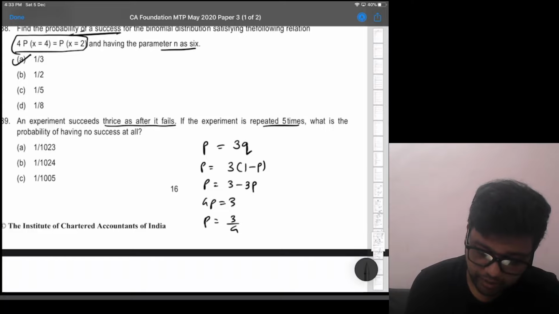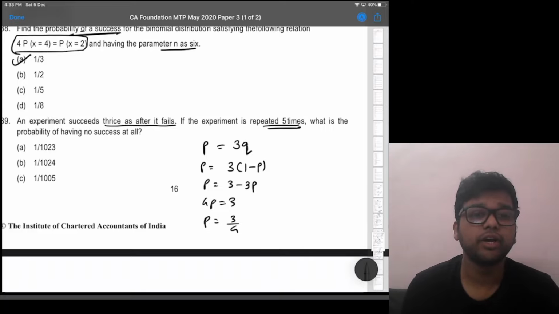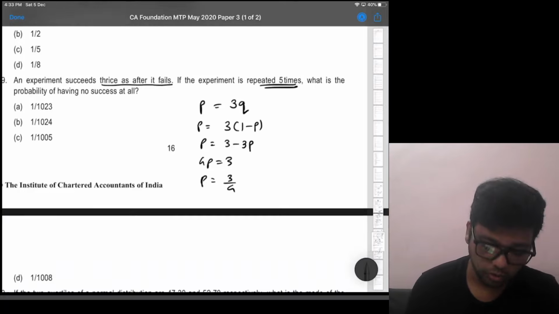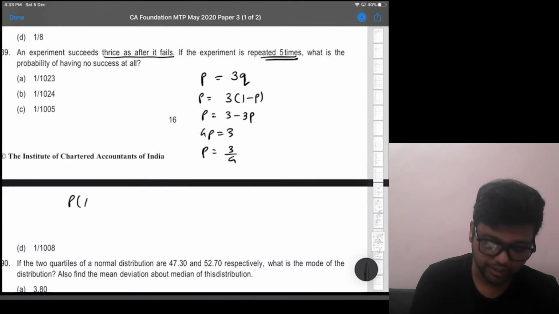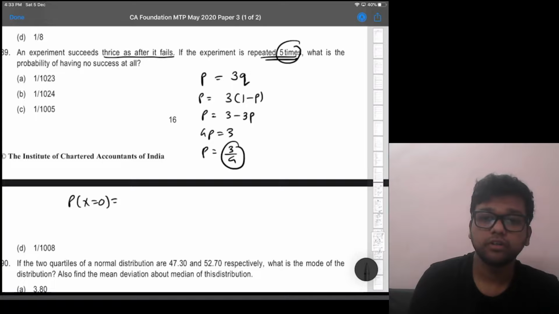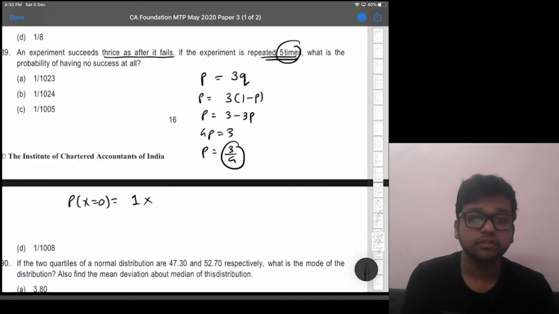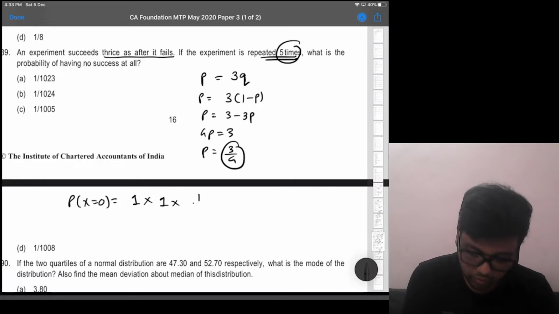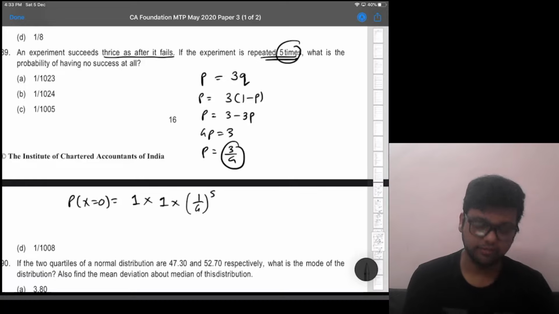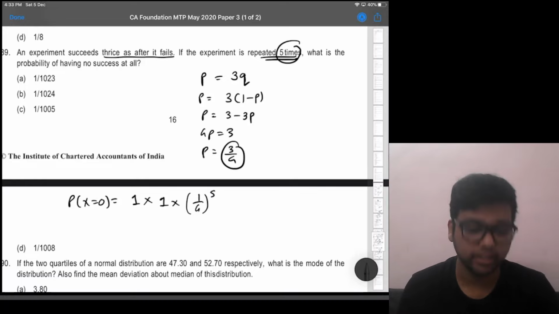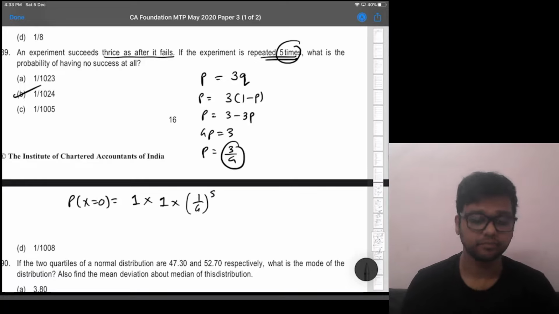If the experiment is repeated 5 times, what is the probability of having no success at all? No success at all means the probability of x is equal to 0. n is 5, p is 3 by 4. So the answer will be nCx, that is 5C0 which is 1, into p raised to 0, that is 1, into q raised to 5. So 1 by 4 raised to 5 will be the answer, which is option B.